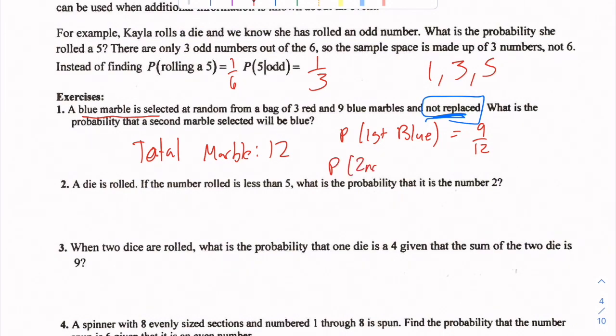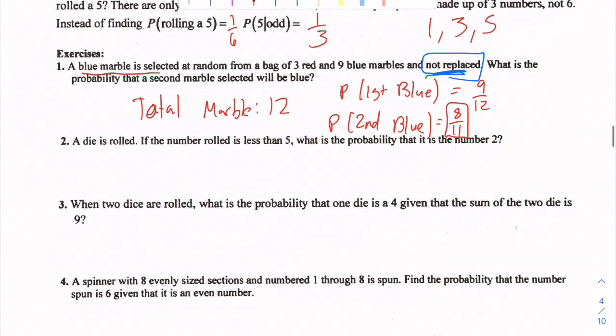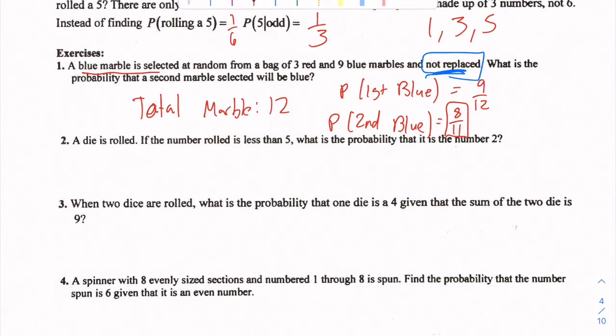So what would be the probability of the second one being blue? Right, there's 1 less blue marble, so it's 8 over 11, right? Because you don't replace it. You already took out a blue marble, so you have 8 left, and in the total marbles, you're going to have 11. Okay? Alright.